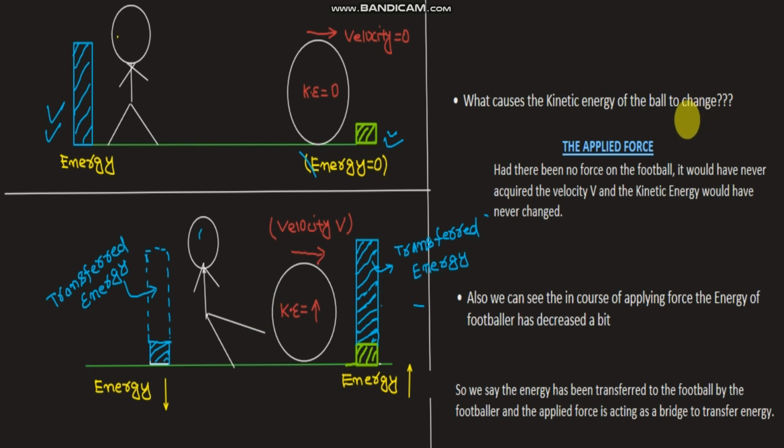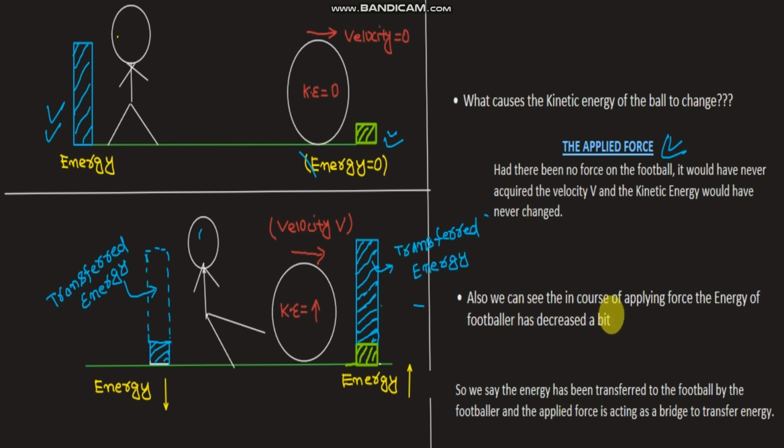So it says, what causes the kinetic energy of the ball to change? Earlier kinetic energy was zero since it was at rest, so velocity was zero. And all of a sudden there was a force applied on the football and the kinetic energy of the ball increased. So that's why the applied force is the one responsible for increasing the kinetic energy of the football. Had there been no force on the football, it would have never acquired the velocity v, and the kinetic energy would have never changed. Who is wholly and solely responsible for changing the kinetic energy of the football? This is the applied force.